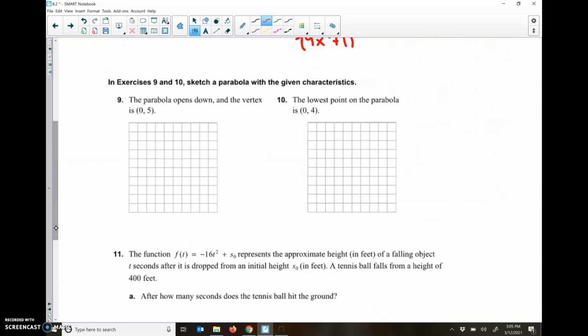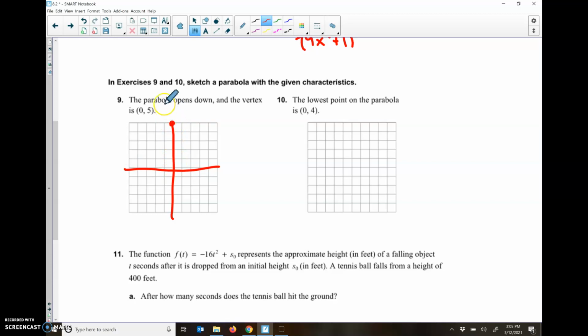9 and 10, they want us to sketch the problem. So they want to see what it would look like. So they give us a couple of clues here. So a parabola opens down. Okay, so we're looking for a graph that opens down and has a vertex of 0, 5. So 0, 1, 2, 3, 4, 5. So that's going to be our vertex.